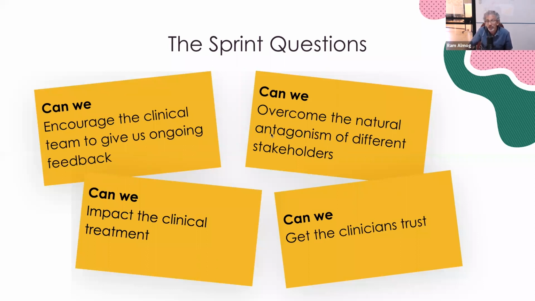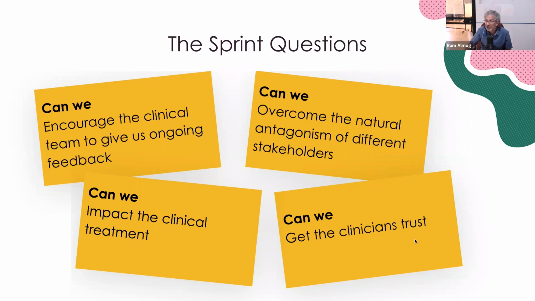Can we overcome the natural antagonism of different stakeholders? And we looked to measure this. Some people object to putting these kinds of mechanisms in place. There's a lot of risk in putting AI into a clinical process. The errors here are really fatal, and people resent these changes for many different reasons, good and not so relevant, like ego-based reasons. And we wanted to see if we can convince them to use it.